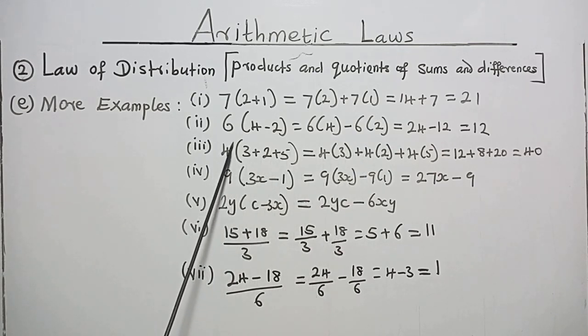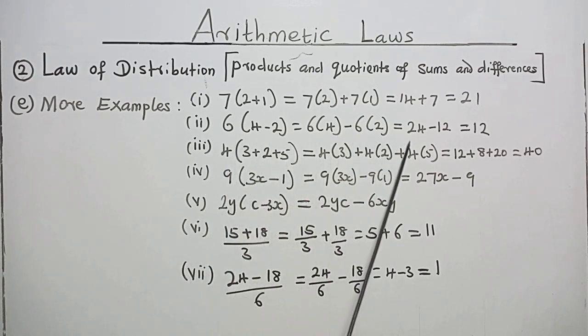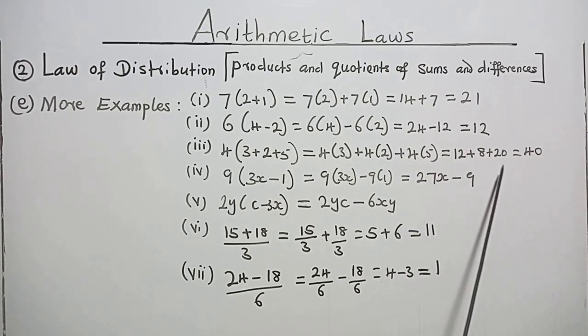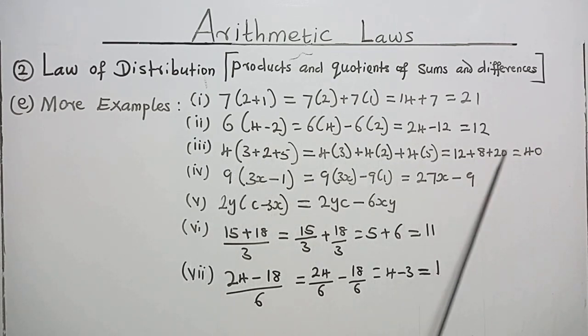Then times 4, then plus 4 times 3, that is 4 bracket, 4 times 5, that is 4 bracket 5. 4 times 3 is 12. 4 times 2 is 8. 4 times 5 is 20. You add them together, the result is equal to 40. Therefore, this number operation is equal to this 40.